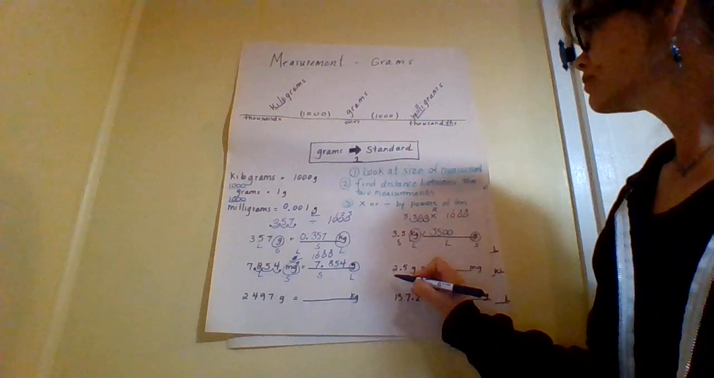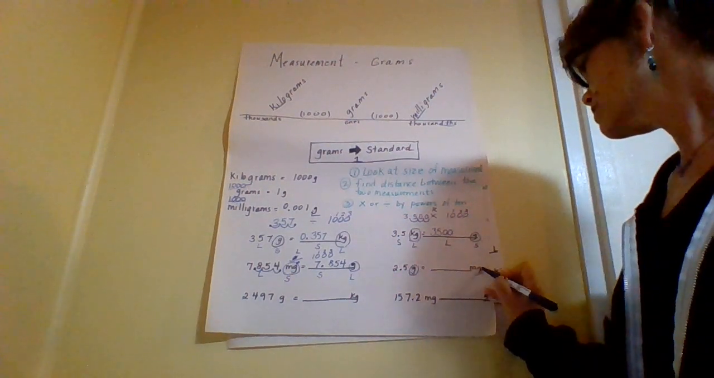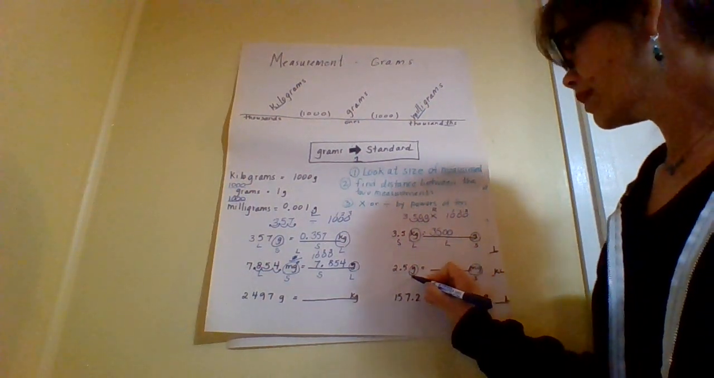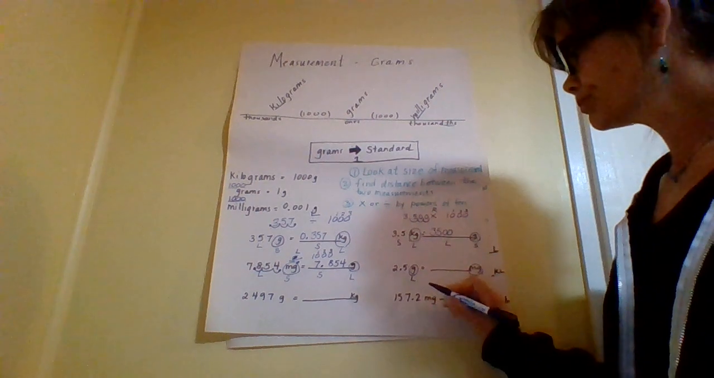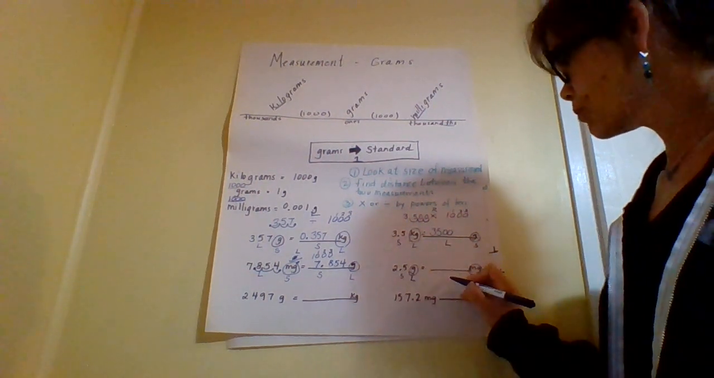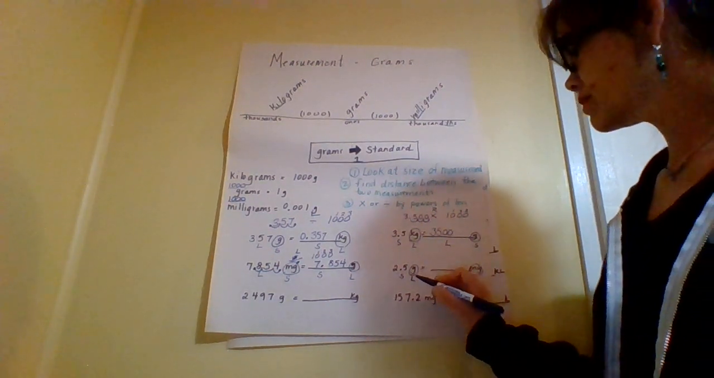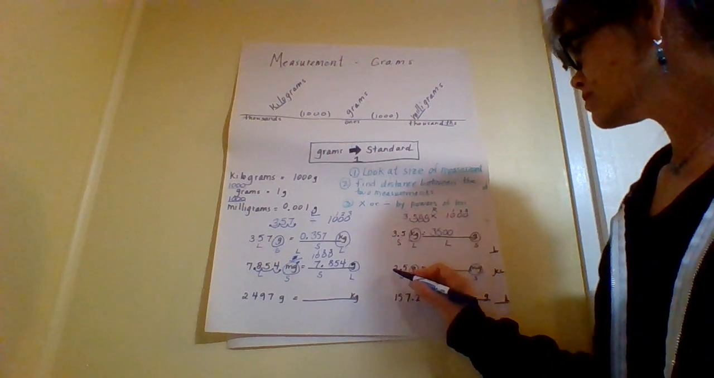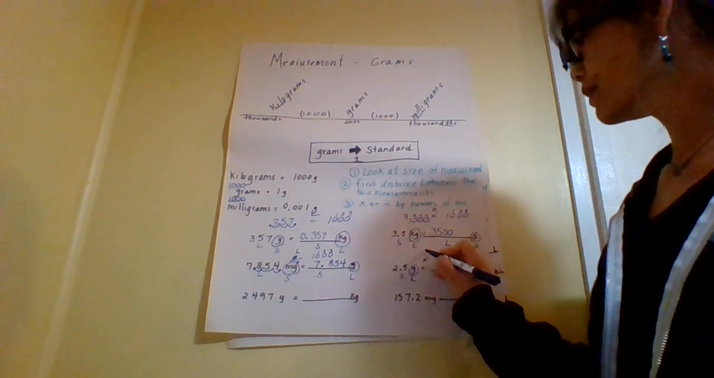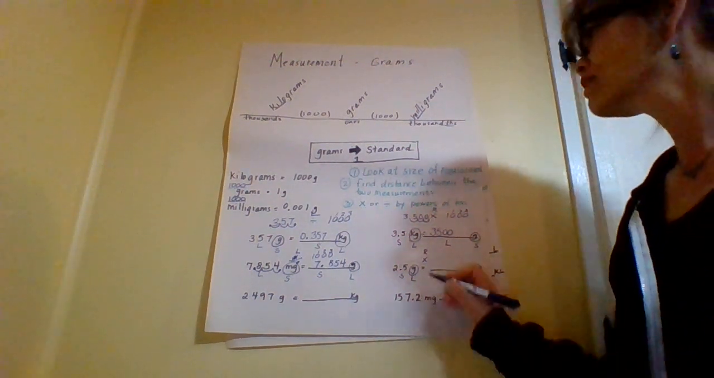All right. Look at the size of the measurement. We're going from grams to milligrams. Milligrams are smaller. Grams are larger. That means this is going to be a smaller number and this is going to be a larger number. Then that means we're going from larger to smaller units, so we'll be multiplying. And that means we're moving the decimal point to the right.